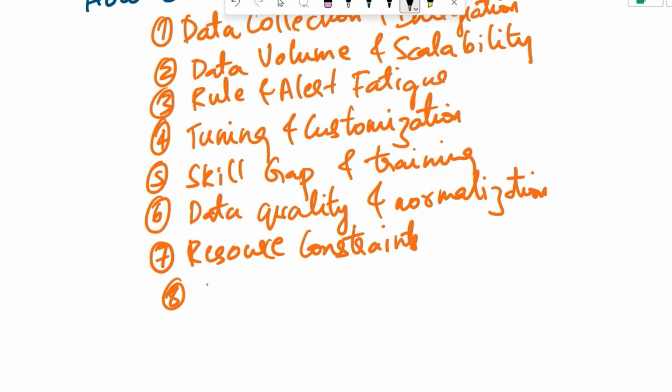Next is compliance and reporting. Meeting compliance requirements for data retention and reporting can be complex and time-consuming. So leverage the reporting capabilities of the SIM to generate compliance reports. Regularly review and align SIM configurations with relevant compliance standards.